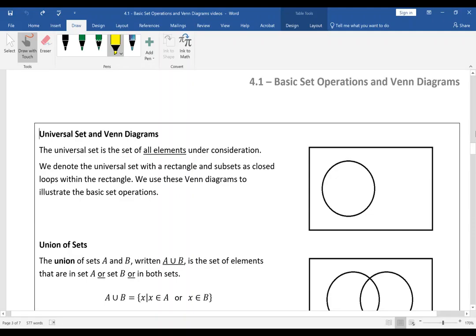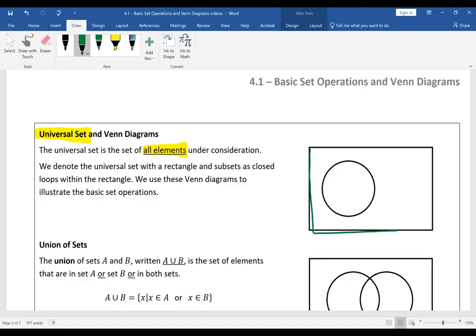Section 4.1 Basic Set Operations and Venn Diagrams. We continue with the definition of the universal set. The universal set is the set of all elements under consideration. We denote the universal set with a rectangle. Right here is the rectangle.